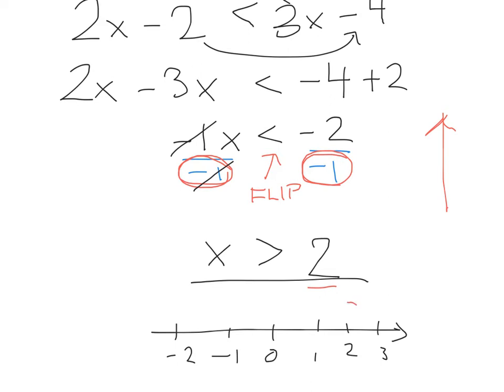So how we signify that is with an open circle instead of a closed circle like we used in our last slide. And we want everything that's bigger than 2, so in this direction here. So two things to remember from this example. First thing is, if we divide or multiply both sides by a negative, we have to remember to flip that inequality. And then, depending on whether we've got a less than, a greater than, or a less than or equal to, greater than or equal to, we're either going to use an open circle or a closed circle.